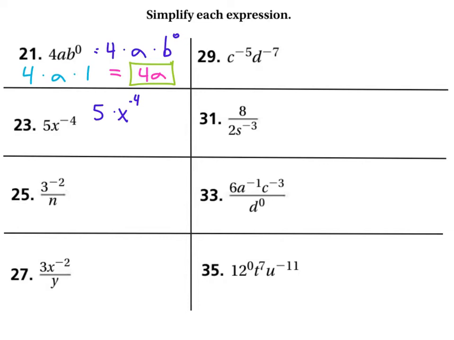And you should know that anytime you multiply a whole number by a fraction, the whole number multiplies the numerator. So we can write 5 times 1 over x to the 4th, and that equals 5 over x to the 4th. Again, you're multiplying that whole number by the numerator.